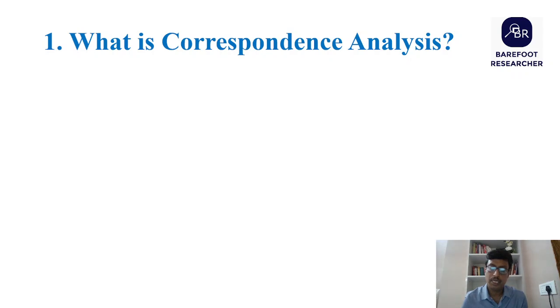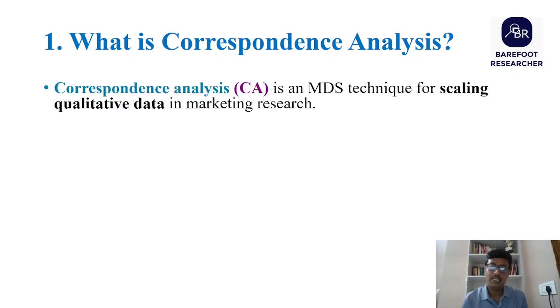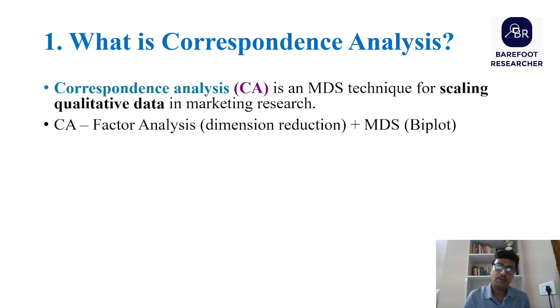So what is correspondence analysis? Actually, correspondence analysis is an extension of MDS, multidimensional scaling, and this technique is used for scaling qualitative data in market research. So we say that CA is a combination of factor analysis and multidimensional scaling. Why do we call it factor analysis? Because this is also used for dimension reduction. At the same time, why do we call it MDS? Because we plot the factors in a two-dimensional plot.